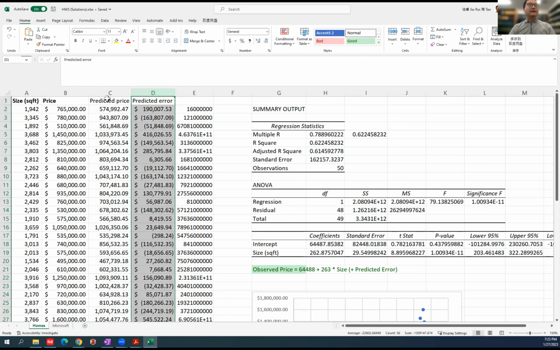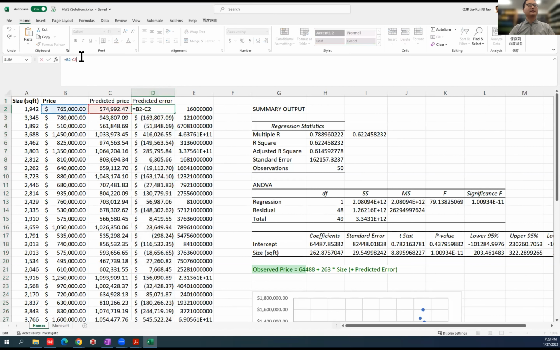Once we have the predicted price, now it's very straightforward to have the predicted error or the residues. As I indicated earlier, it's simply the difference between the price and the predicted price. Remember, because we are having the predicted errors on the right-hand side of the model, we need to subtract in the right sequence. So we need to subtract predicted price from the price, or we use price minus predicted price.